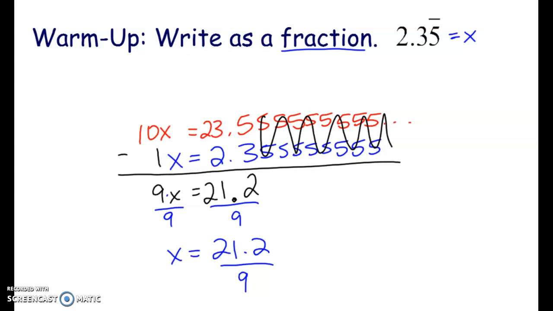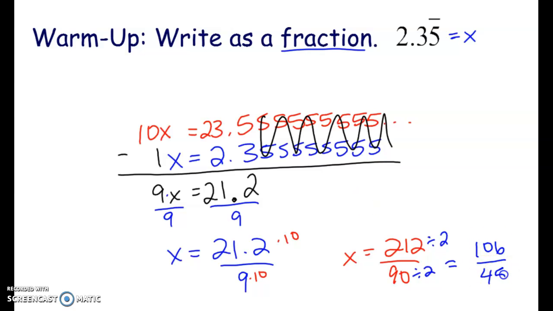That is not written as a proper fraction because you can't have a decimal in a fraction. So we need to move that decimal point over so that it's 212 over 90. Then finally we can divide by 2. So 2.35 repeating is the same thing as 106 divided by 45. You can check with your calculator by taking 106 divided by 45.